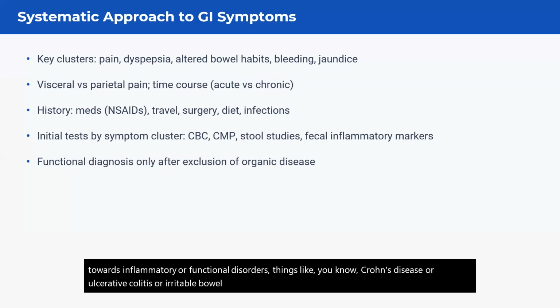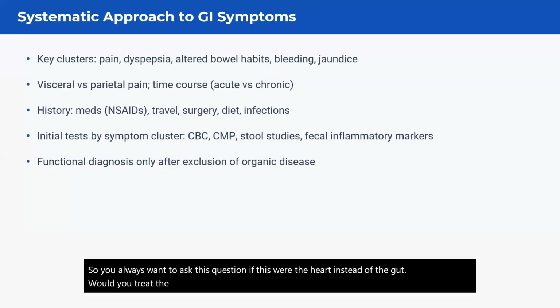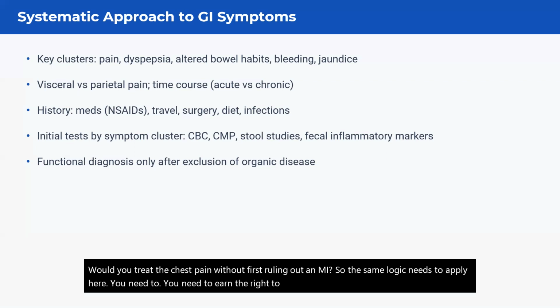So you always want to ask this question: if this were the heart instead of the gut, would you treat the chest pain without first ruling out an MI? The same logic needs to apply here. You need to earn the right to call something functional.